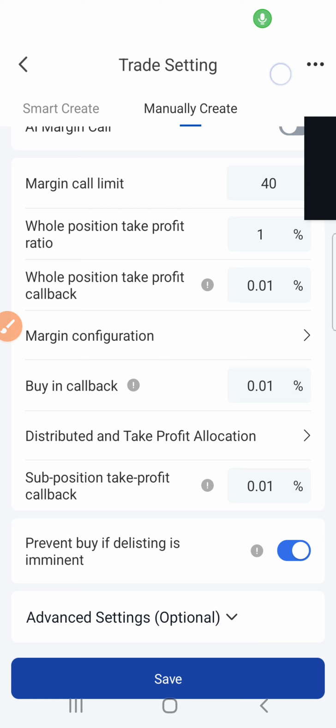Another one is this one of supposition. Supposition, take profit. So supposition take. Sorry, guys. I think this one is of buying. Sorry. Buying callback. This one is for call margin.